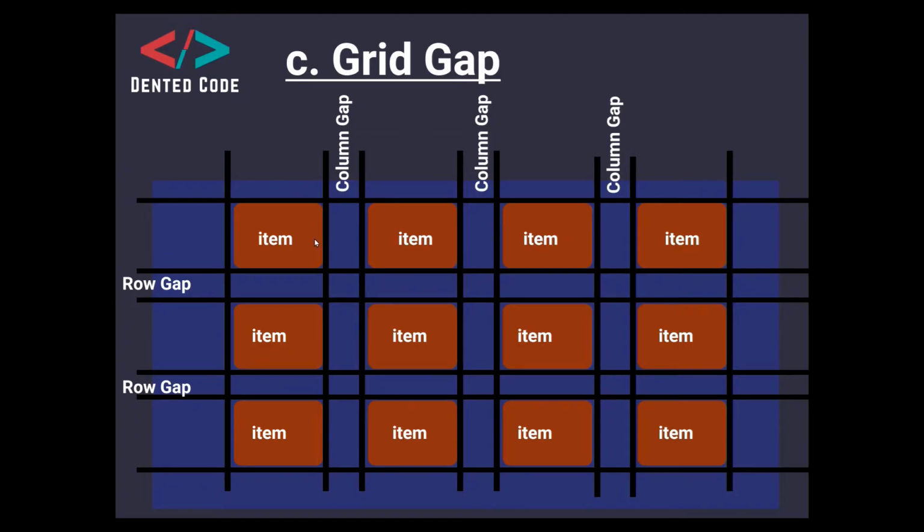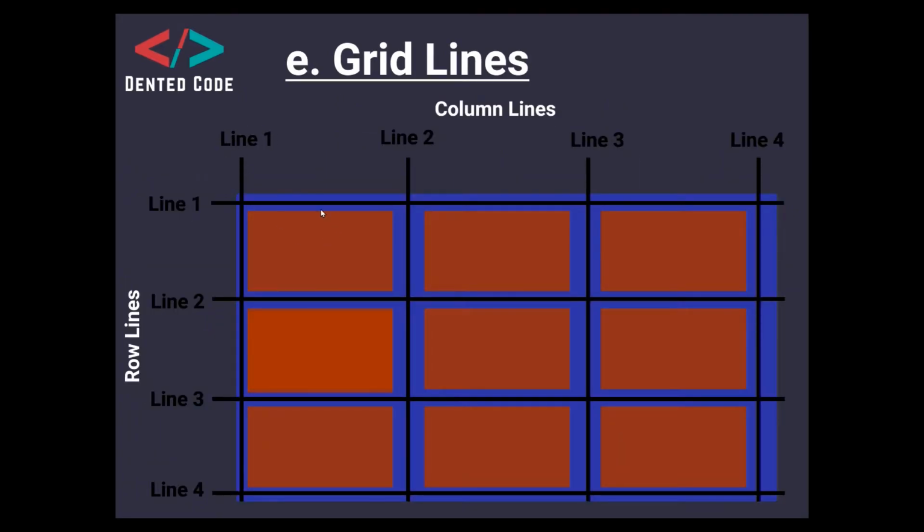It's pretty simple. If you understand the lines, it's much easier for you to place which item is starting from where and where you want to place them. All the lines going vertically are column lines because they follow the columns, and the lines on the horizontal axis are called row lines. So the top one is the first row line, second row line, third row line, fourth row line. Same thing with the first column line, second column line, third column line, and fourth column line.